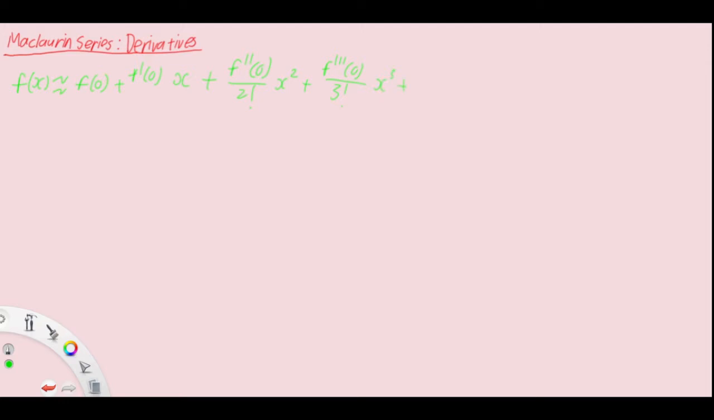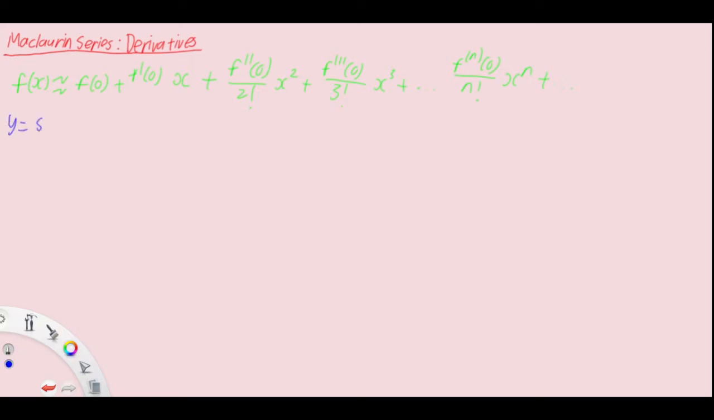all the way to, you see a pattern, right? The nth derivative at x equals 0 divided by n factorial times x to the power of n, and so on and so forth. So let's say we have this example.